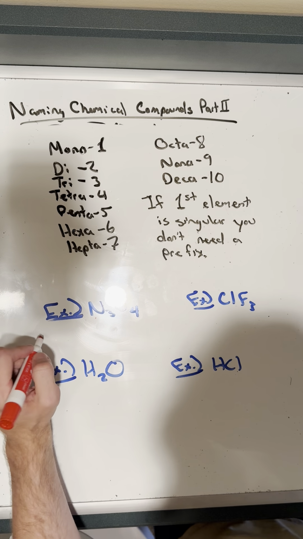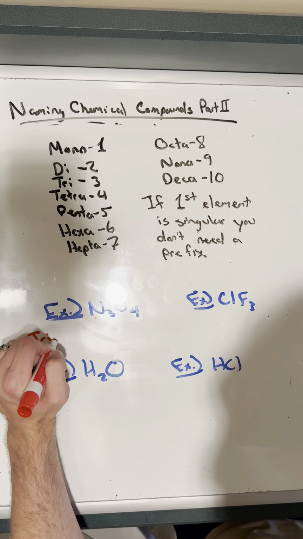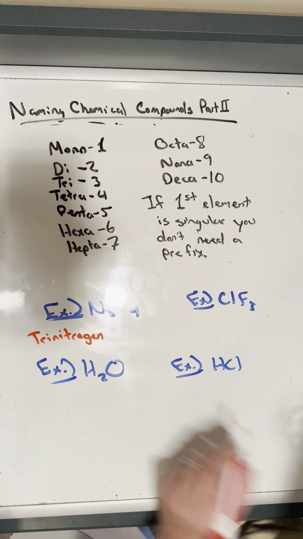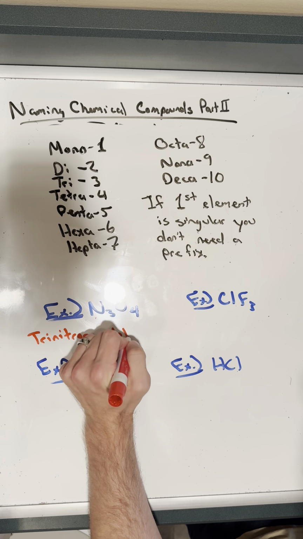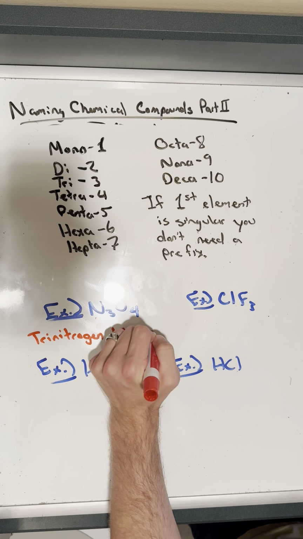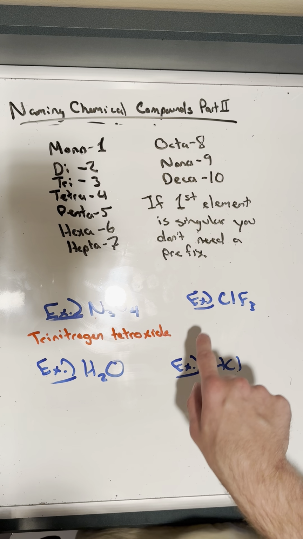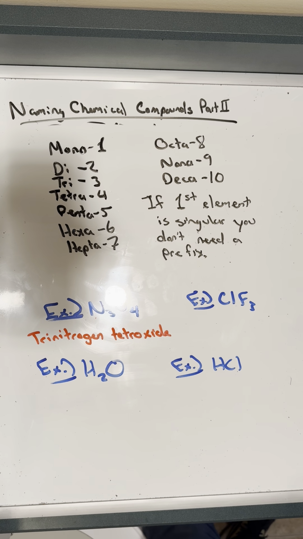I have 3 of these, so I'm going to say trinitrogen. So the first element will always keep its original name. And then this is going to be tetroxide. This is my one that actually breaks my rules. I don't have to say tetraoxide. That's just kind of a mouthful. So instead, usually it gets shortened to tetroxide.